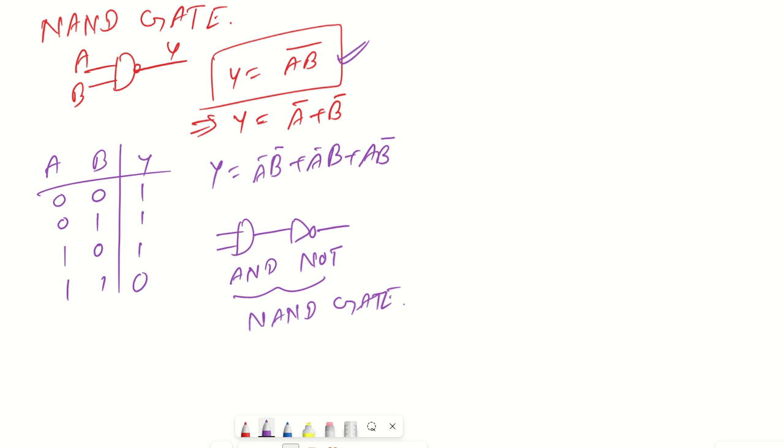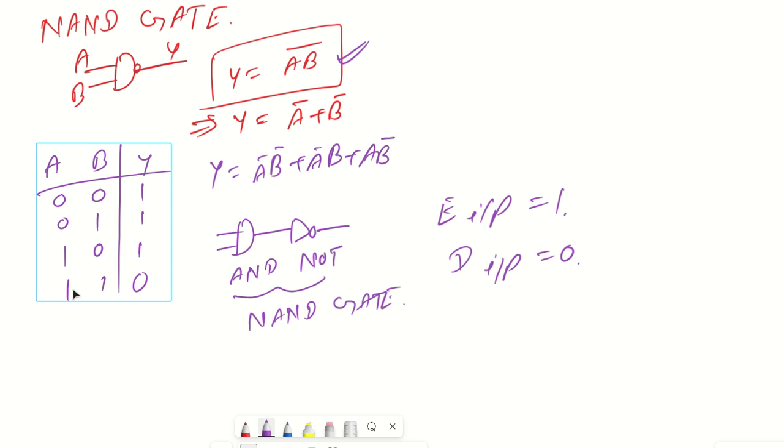Understood? So for enabling input or disabling input, the enabling input will be 1 and disabling input will be 0, because as you can see, if any of them or both of them are 0, the output is always 1. So this will be always disabled. And if one of the inputs is 1, the output can go to 0 or 1. That's the reason enabling input is 1 and disabling input is 0.